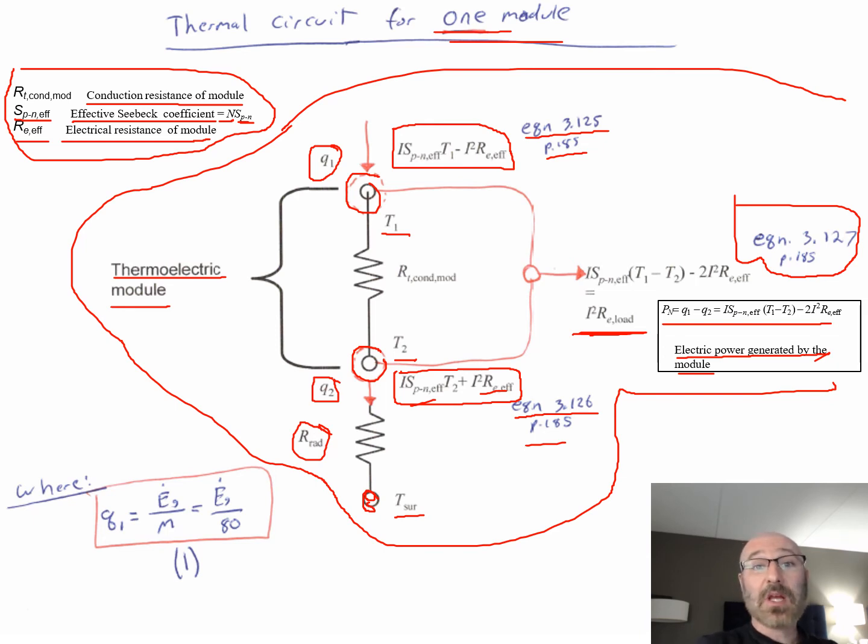We also see right here our Q1 is equal to E dot G, all over our M value, where M is equal to 80. So there's 80 of these. So we take this E dot G divided by 80 for our Q1.